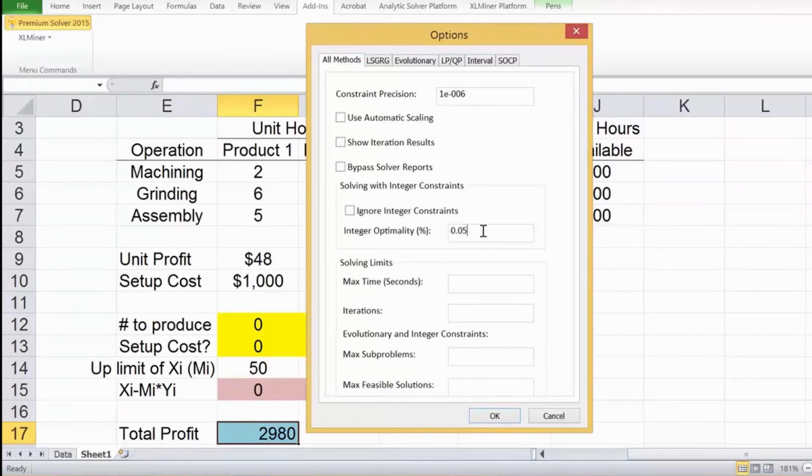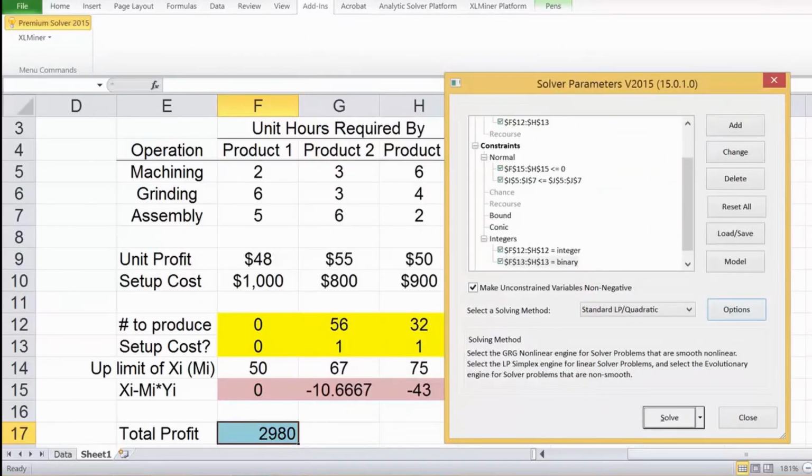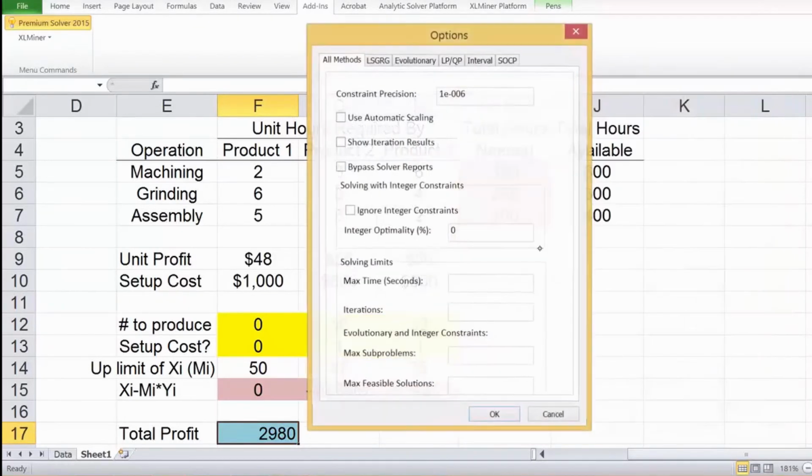Note that when you solve your problems in this class, change your option value from the default, I think the default is 0.05, 5% deviation, to 0%. So you get the optimal solution. That would be the same for everyone. And let me just change this again.